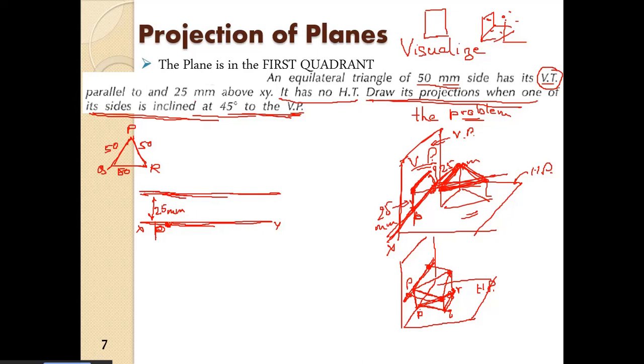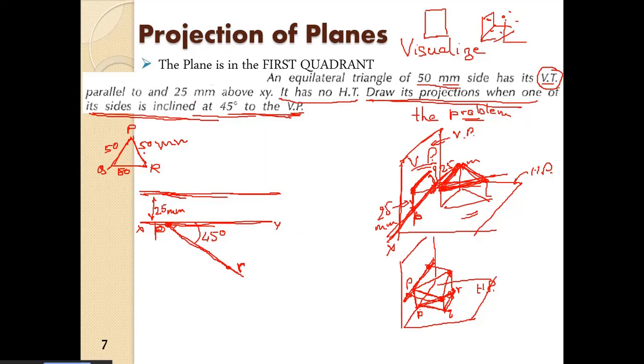So I have drawn the point P, small p. Then at an angle of 45 degree, I will draw a line, any line. Then at a 50 mm distance, I will mark the point R, small r, because this will be the top view.